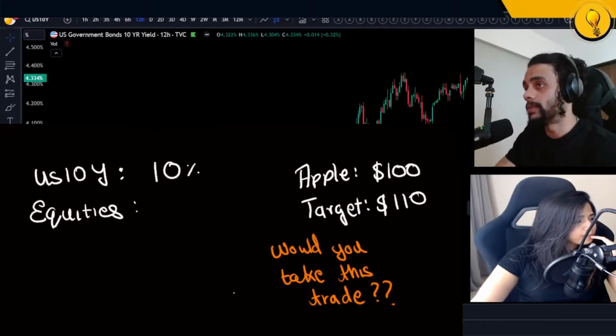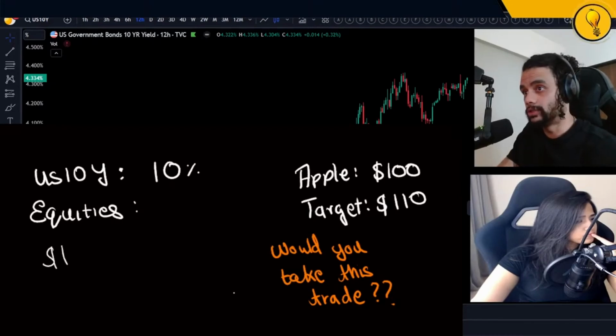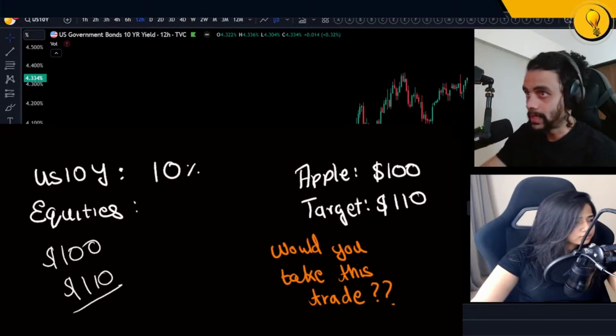Let's say you could go out and buy a bond that gives you 10%. Essentially, if you buy a $100 bond, by the end of the year, you're going to have $110, right? So this is the base case. Let's say you could do this. And now you're deliberating.